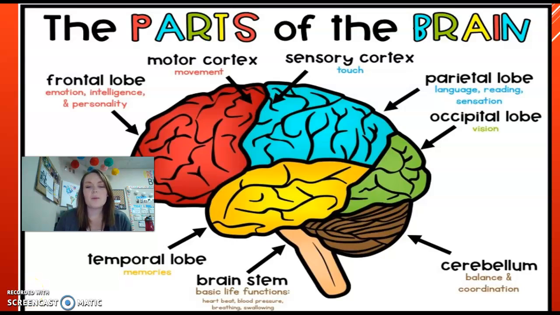Good morning. Today we will be learning about the parts of the brain, and I'm just going to give you a brief explanation of the different sections of our brain and the functions that they have. So I'm sharing this diagram with you, and I will talk about the frontal lobe first.